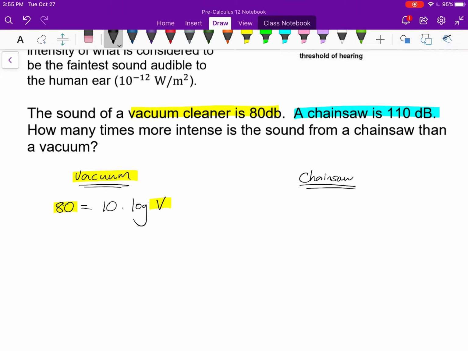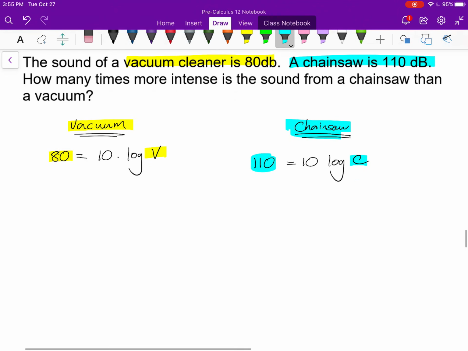And so the chainsaw is 110 decibels, and so that equals 10 times the log of C. C representing the intensity of the chainsaw compared to the quietest sound a human ear can hear. So I need to compare V and C together. I know the chainsaw is more powerful. I know that C is a bigger value, but how many times bigger?